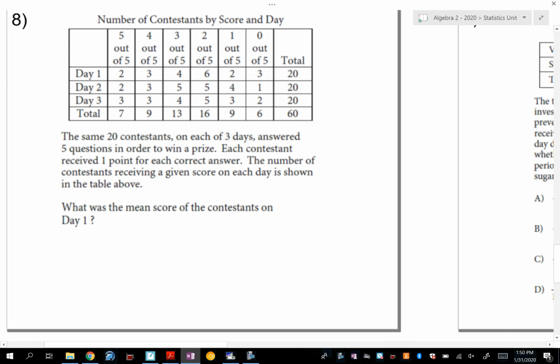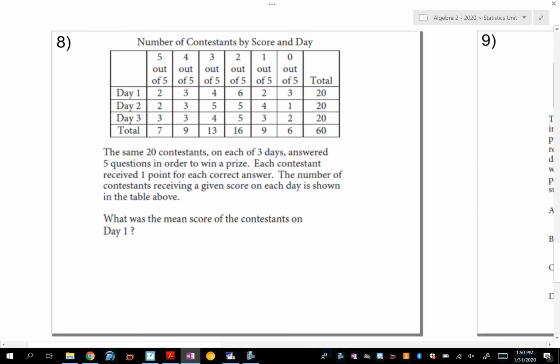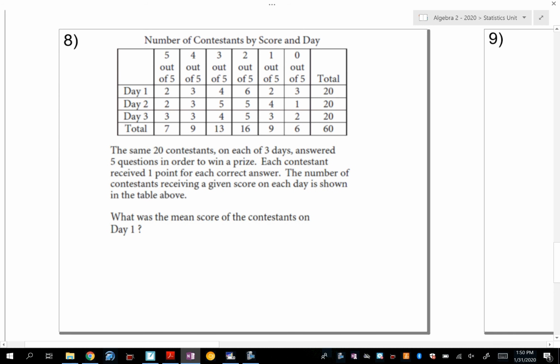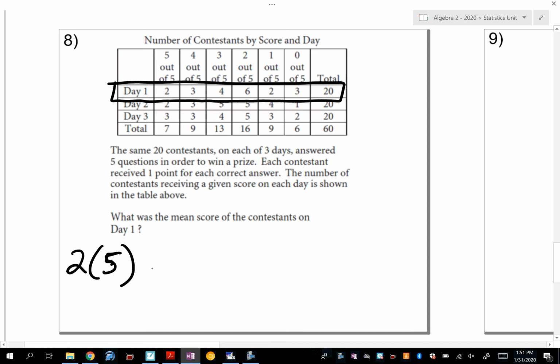Number 8. All right, number 8, kind of like that one with the median, with the siblings question. I would say if this isn't the hardest one, it's one of the hardest. This is basically, can you understand what the table is telling you? And what most students think is that these numbers over here are the total points. But actually, this is just the total number of people or contestants who attempted the quiz, which is 20 each day. So for day one, if I'm only focused on day one, 2 people scored 5 out of 5.